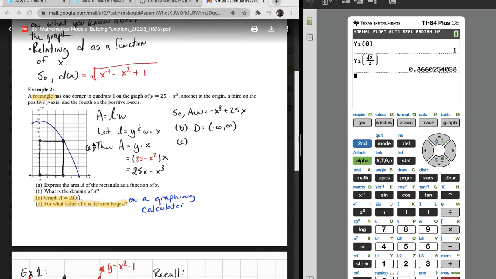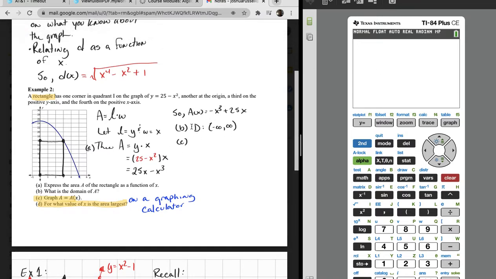Now, let's go ahead and take a look at parts C and D of example number 2. We're going to do the same thing. So we came up with this function. Remember, A(x) is equal to 25x minus x cubed. I rearranged it here, not a big deal. Our domain should have been from 0 to 5, because those are the only x values that we can actually pick from here.